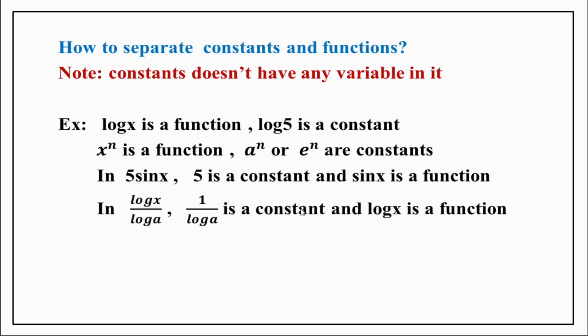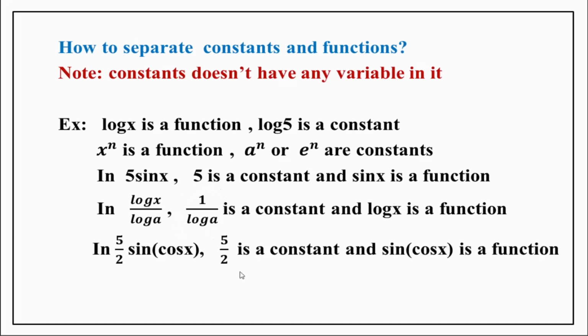Now in this example, log x by log a. Here if we split, 1 by log a doesn't contain any variable, so this is a constant, and log x is a function. In this example, sine of cos x contains a variable x, so this is a function. So sine of cos x is one function, like how we write sine theta. And 5 by 2 is a constant because it doesn't contain any variable. So this is the basic idea about constants and functions.